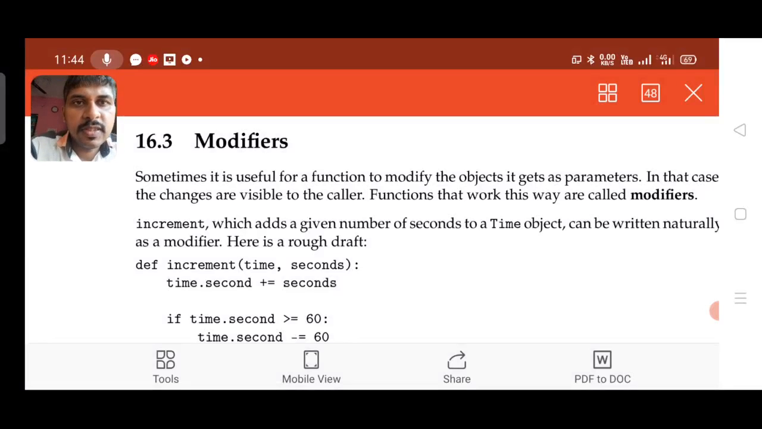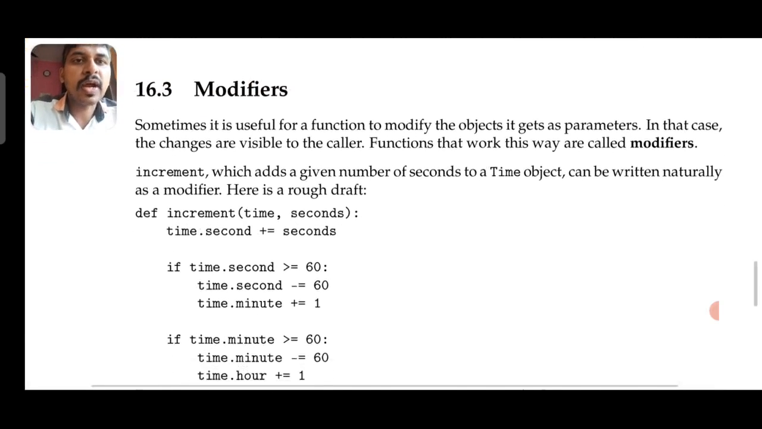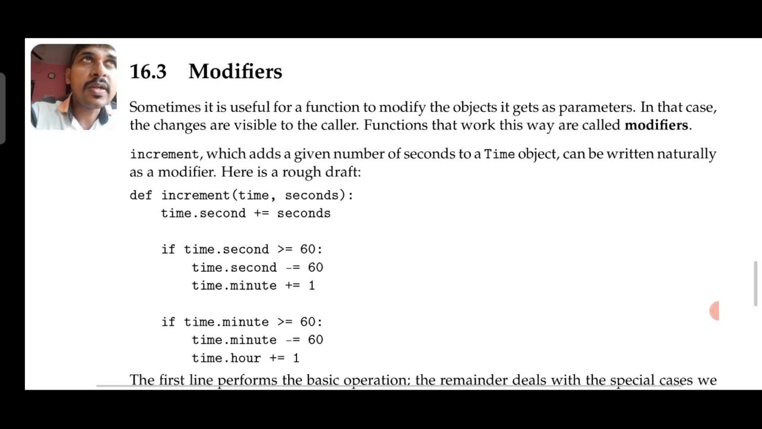So the next concept is about modifiers. We are talking about classes and functions, right? In the previous session we took the addition of two values, which are time units. We added two time objects and returned a time object as the return value, right? We did the computation by taking three attributes, namely hour, minute as well as second.